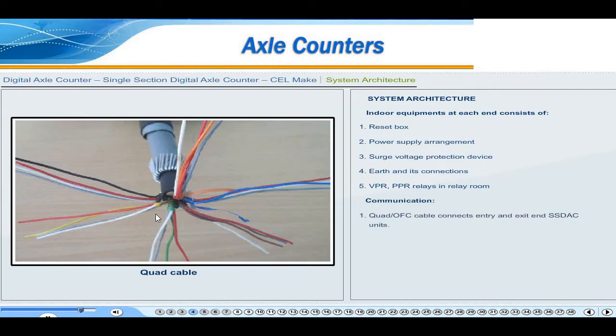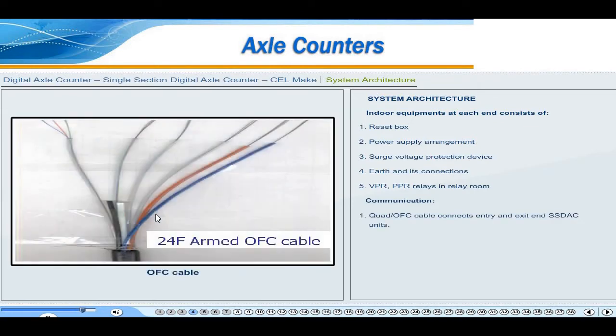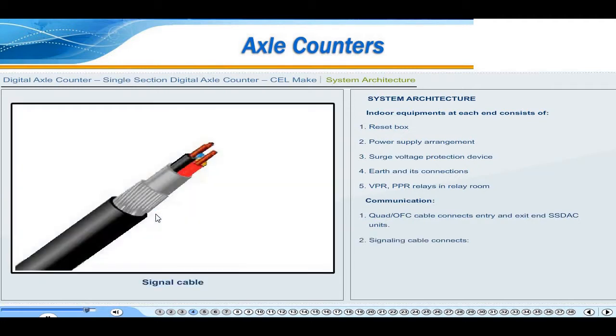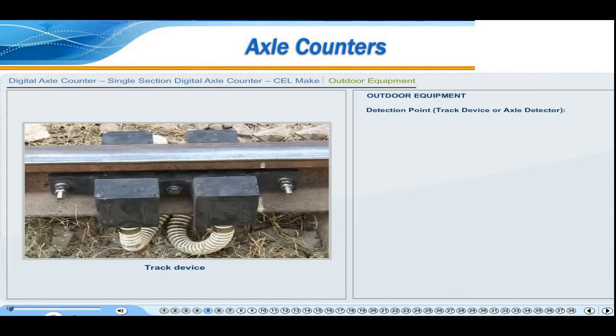Communication. Quad or OFC cable connects entry and exit end SSDAC unit. Signaling cable connects outdoor equipment and relay room, and relay room and SM's reset box. Track device or axle detector.